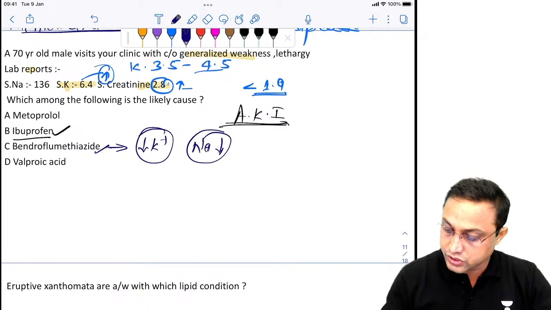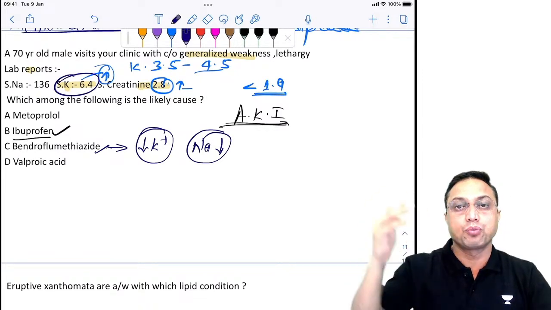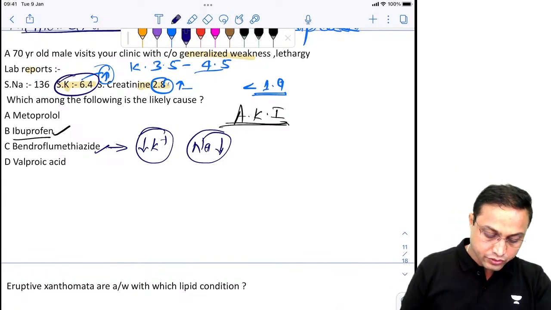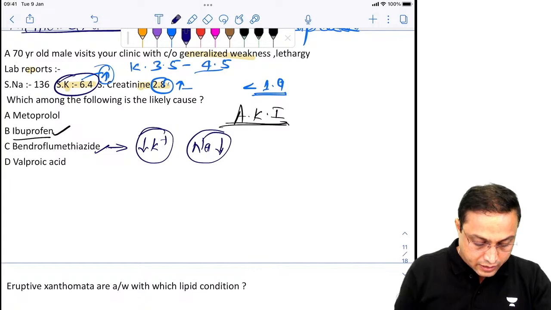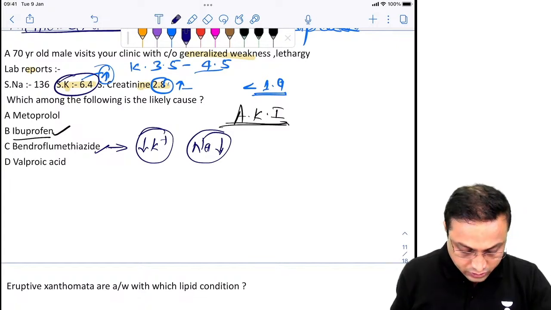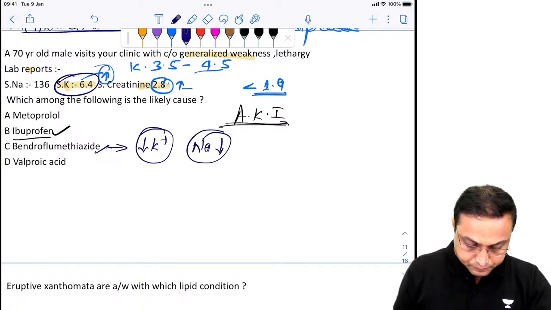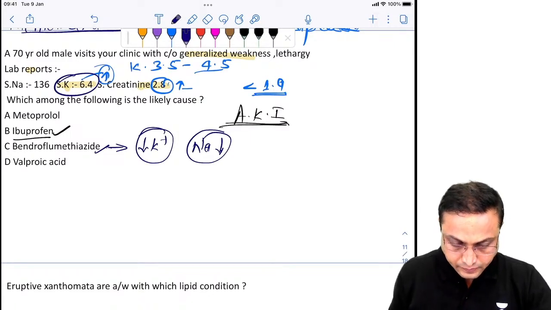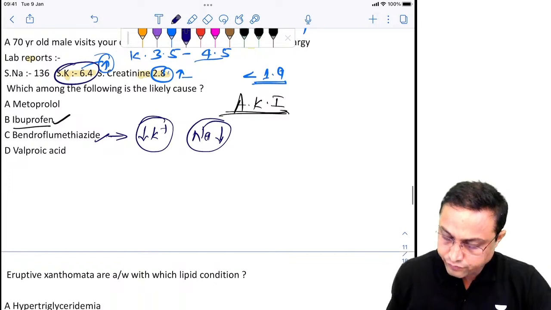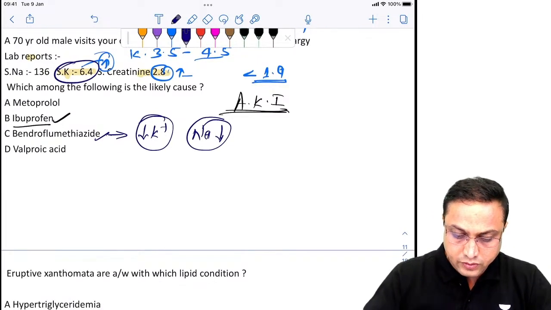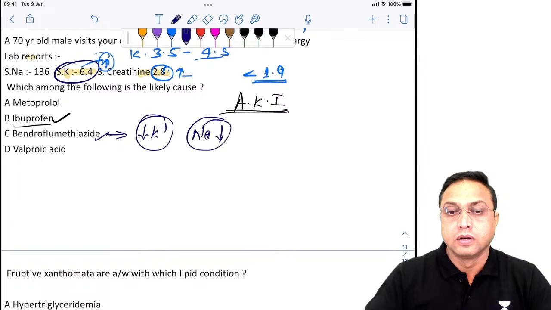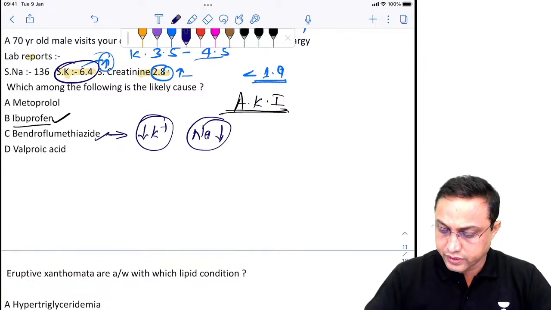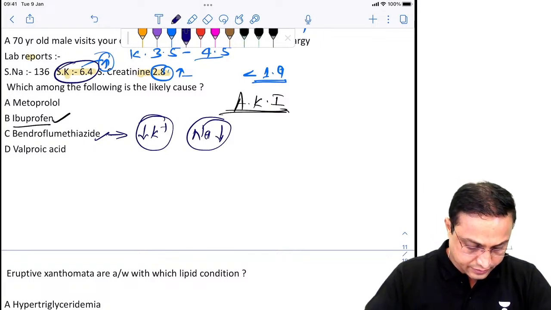But here in the question, the potassium level has increased. So bendroflumethiazide is out. Okay. Now, guys, ibuprofen is the right answer. Ibuprofen is going to be the right answer.